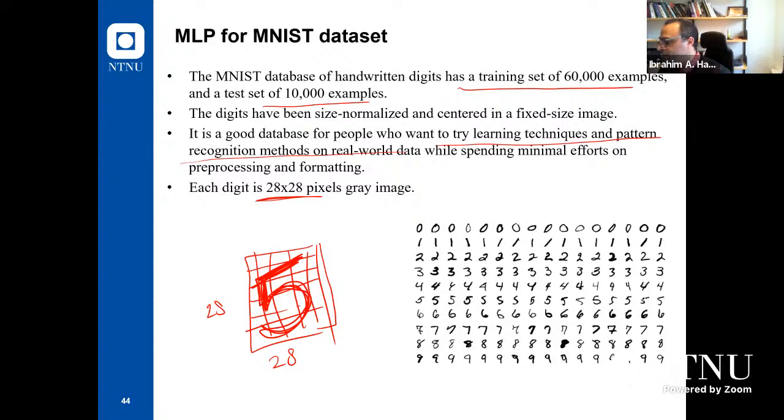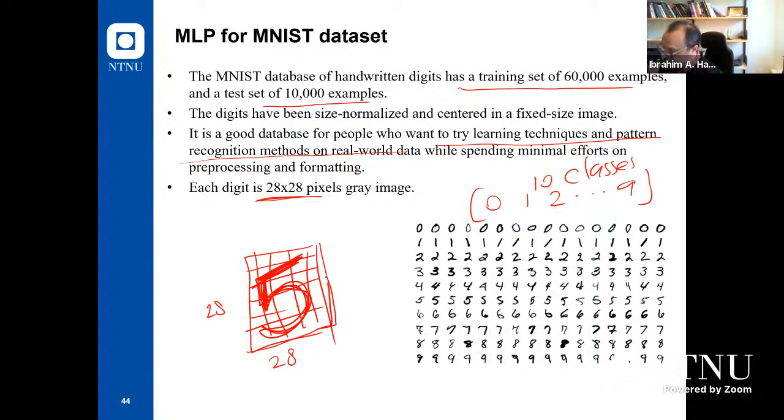Can you try to answer: if we use this MNIST data set, we have 10 classes which we need to classify, from 0, 1, 2 until 9. We have 10 classes. How many inputs here?